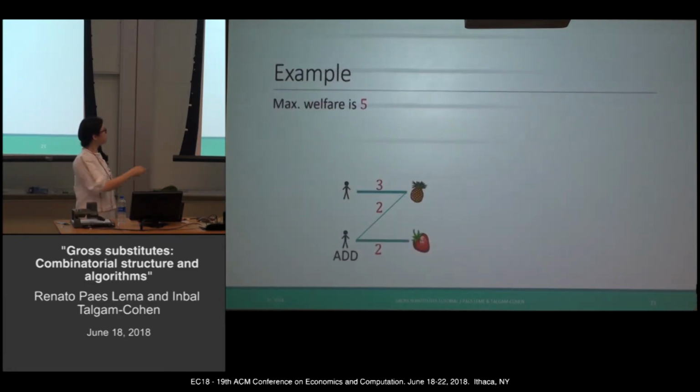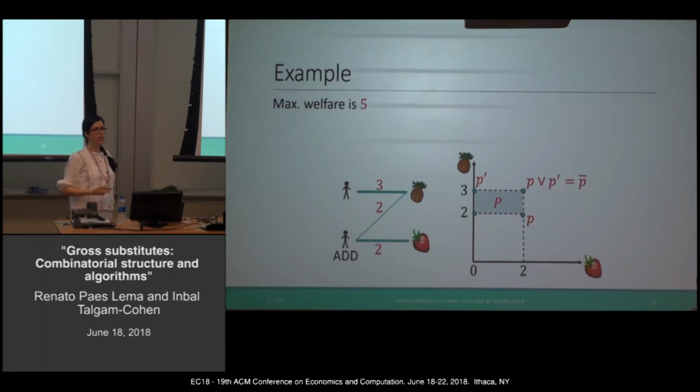So here's a market. I have two items, and I have two buyers. This buyer is just interested in the pineapple. This one, let's say, is additive over both of these items, and these are their values. And you can see that the maximum welfare is achieved by this bold allocation here, and the welfare is 5.